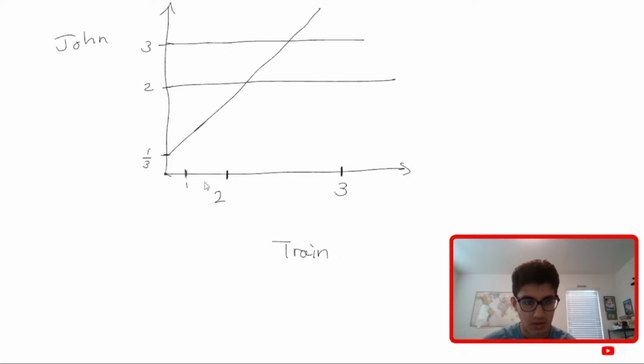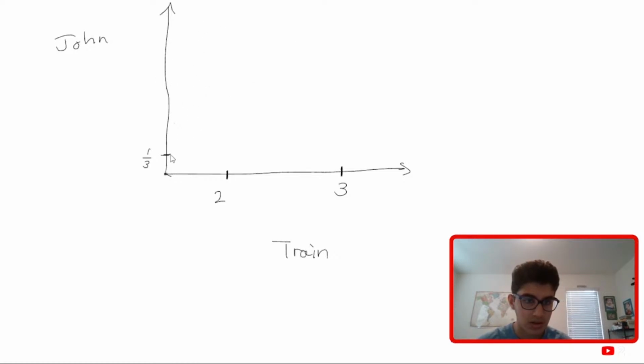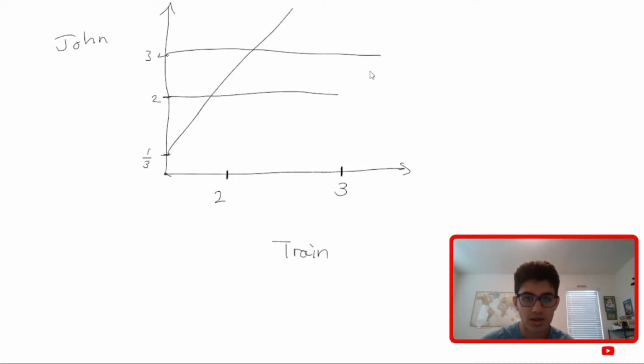Never mind. Wait, this is wrong. So at 2 it will be, let's just change this a bit like this. Okay, now 2 should be right here. 3 should be right here. I think it's represented by this. Okay, so 2 meaning it's like this.